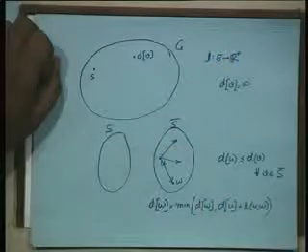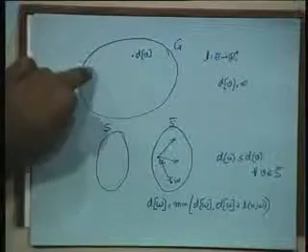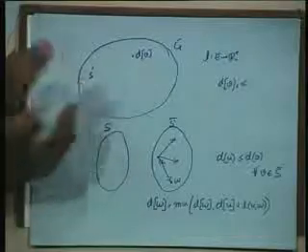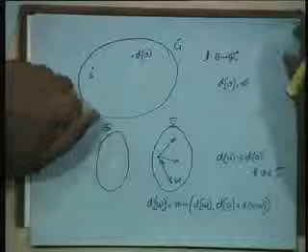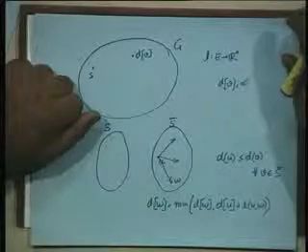What is the initial composition of S and S complement? Initially, the only vertex in capital S is little s, and everything else is in S complement. Any questions to this point?